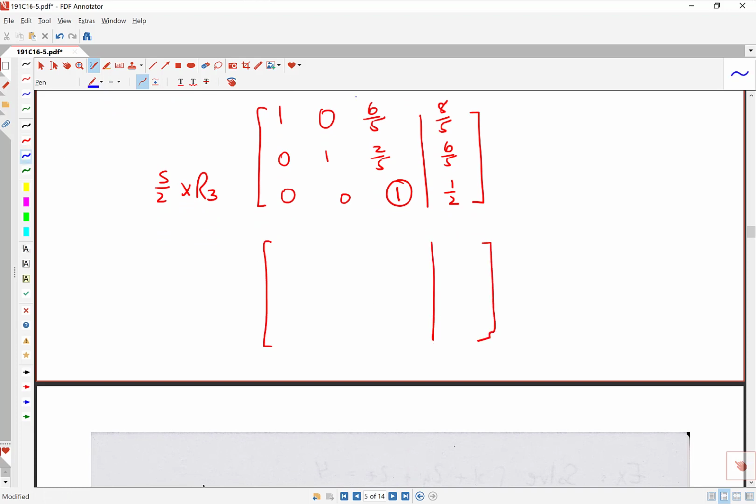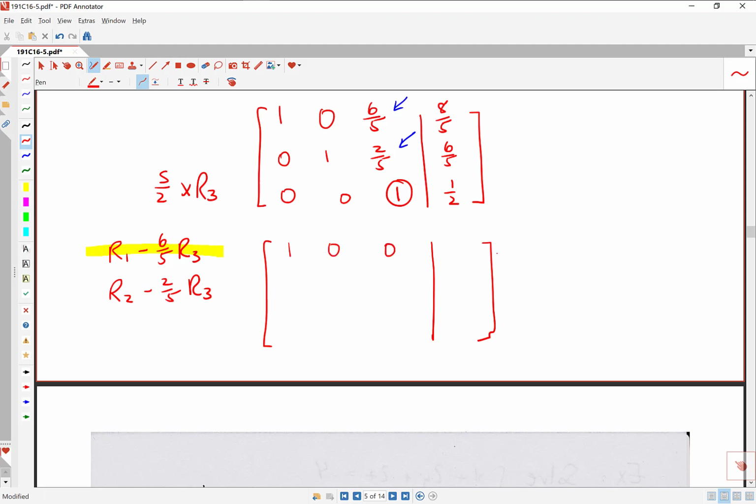So we need to get rid of this 6/5 and the 2/5 that we're seeing in that third column. So let's go row 1 minus 6/5 times our pivot row, and then row 2 minus 2/5 times our pivot row. And I think we'll see that the numbers work out pretty nicely. So let's start with this top row here. Row 1 minus 6/5 times row 3. That's going to look like 1, 0, 0.